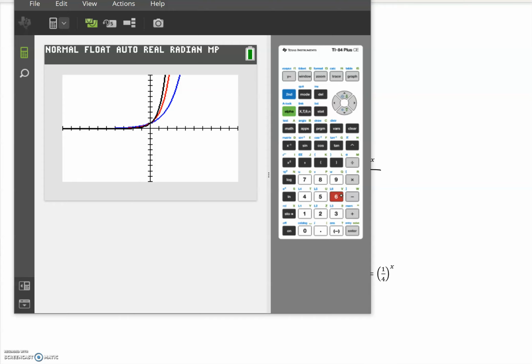If you notice, 4 to the x with the bigger base is kind of taller because the y values are increasing quicker as I look to the right of the origin, or the x value 0. So it makes sense that bigger bases rise quicker than smaller bases. 2 to the x is in blue, 3 to the x is in red, and 4 to the x is in black.